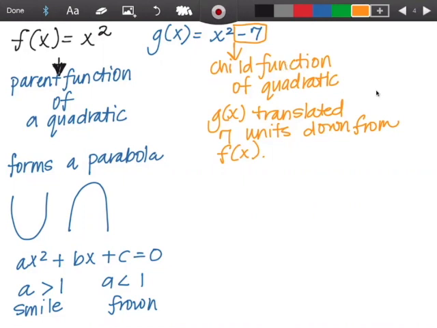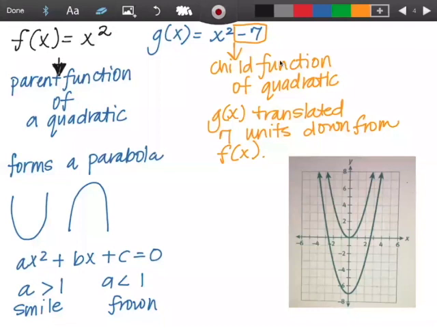If we were to look at the type of graph that this would display, it would be a smiling face parabola, and I'm going to show it to you right now. If you take a look at the graph below, you'll see 2 parabolas. The very first one, where it crosses the origin, is our parent function, f of x equals x squared.